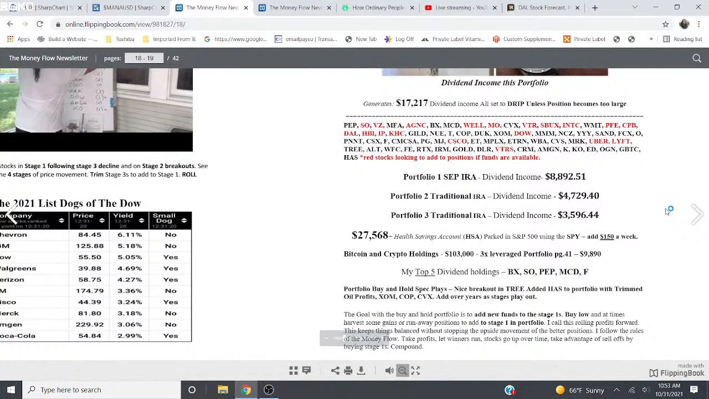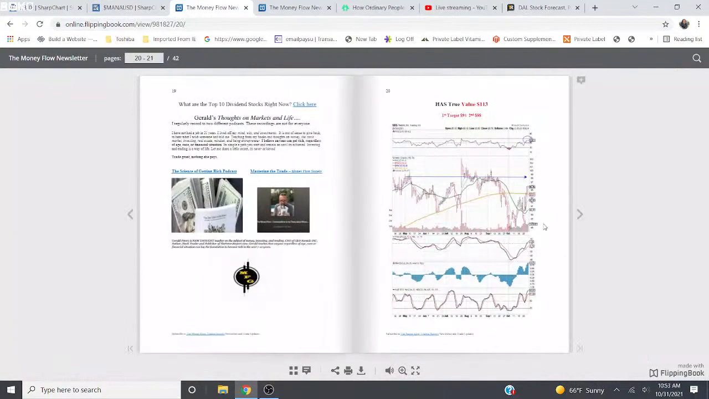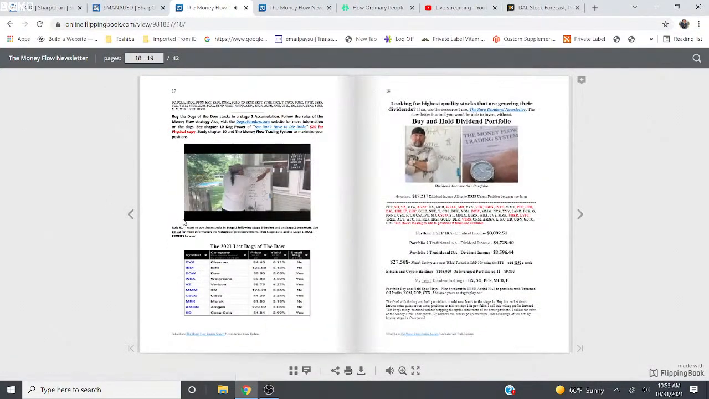So anyway, that's what the money flow's about. That's how I use it inside my buy and hold. I got a little video over here. I've had it in here for a while, if you haven't watched it, on how I use the dogs of the Dow to kind of do this.